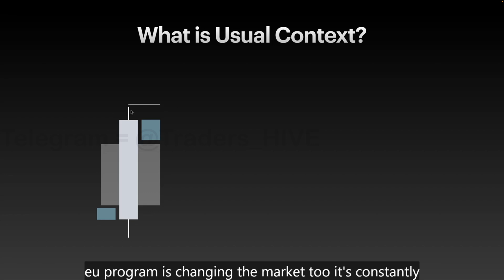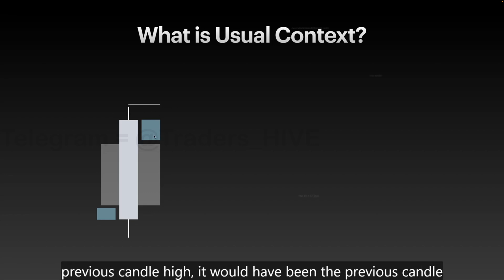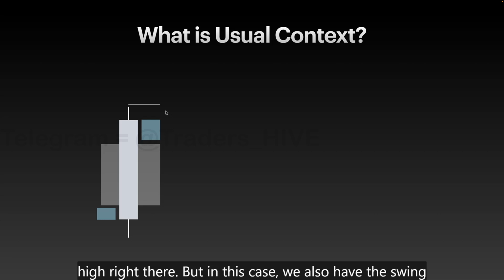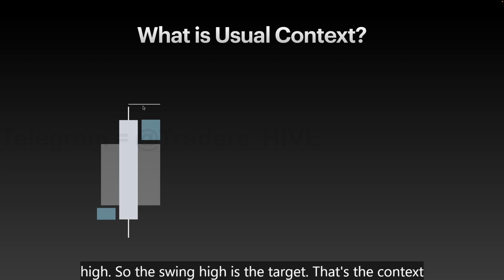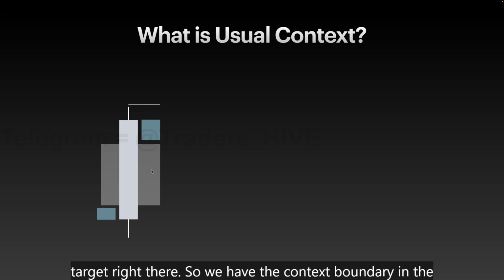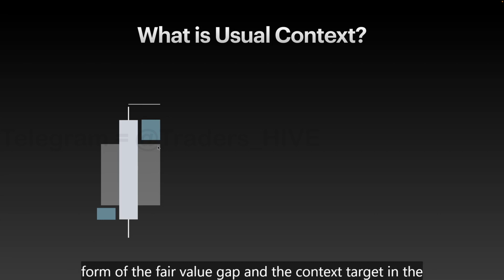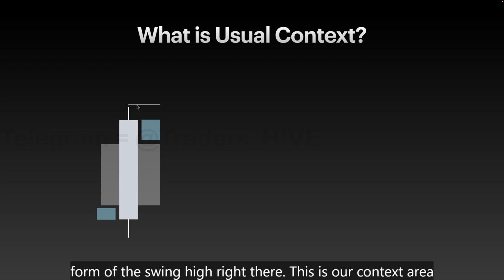Now, if this swing high was not there and there was only a previous candle high, it would have been the previous candle high. But in this case, we also have the swing high. So the swing high is the target, the context target. We have the context boundary in the form of the fair value gap and the context target in the form of the swing high. This is our context area.